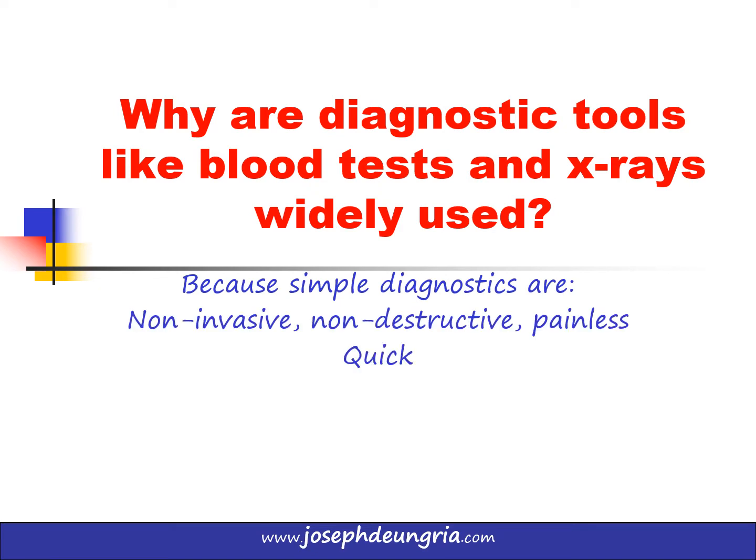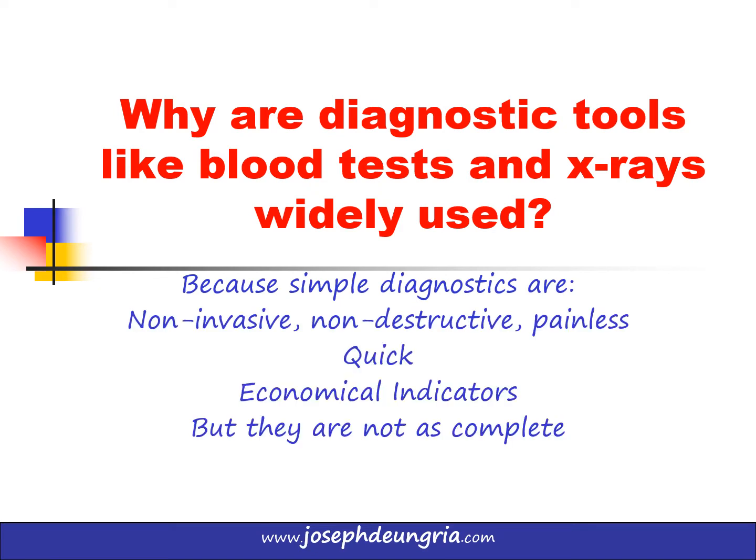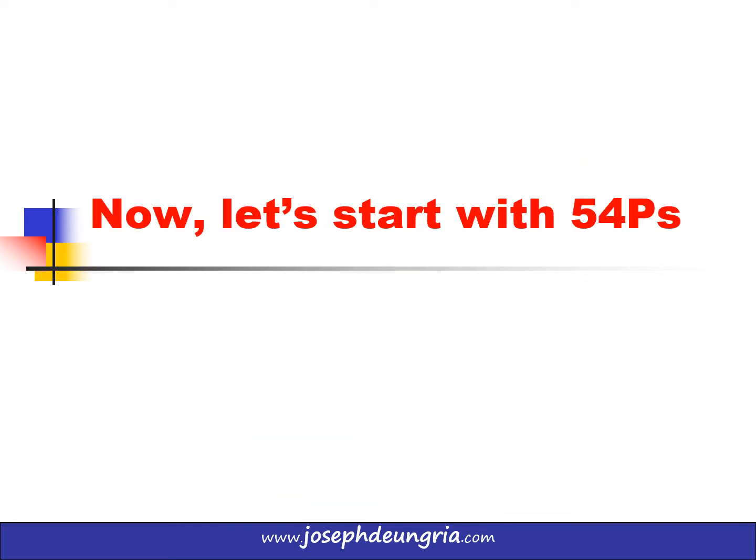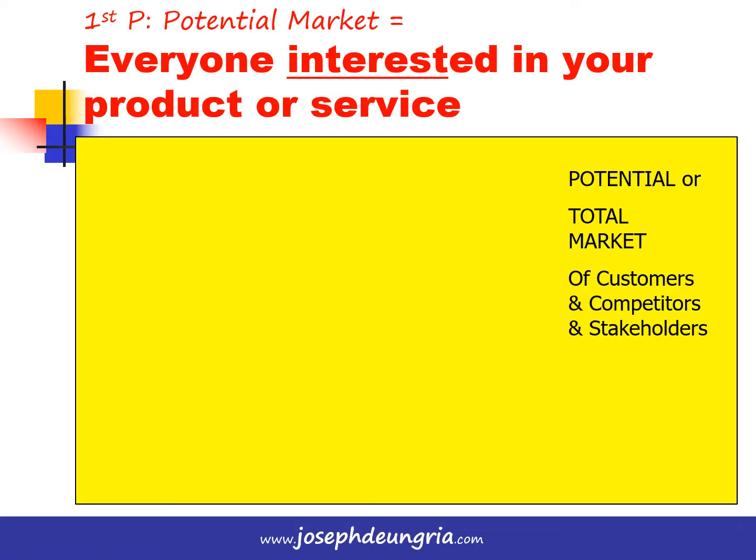So, this is what you mentioned. All the advantages. The only disadvantage is not as complete as a full test. No? But initial temperature, di ba? If you have a fever, temperature first, and then it gives you a direction to go. So, imagine a patient going and then after the first 2 minutes, you say, brain surgery right away. That's difficult to accept both for the patient and for the pocket. Okay, so now let's start with the 54P model.